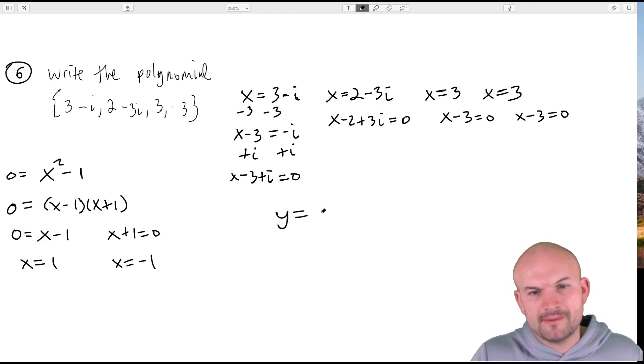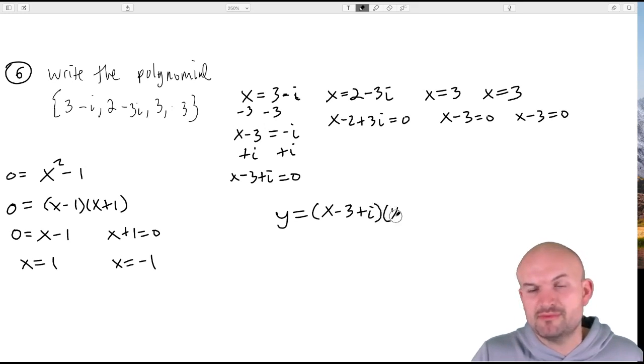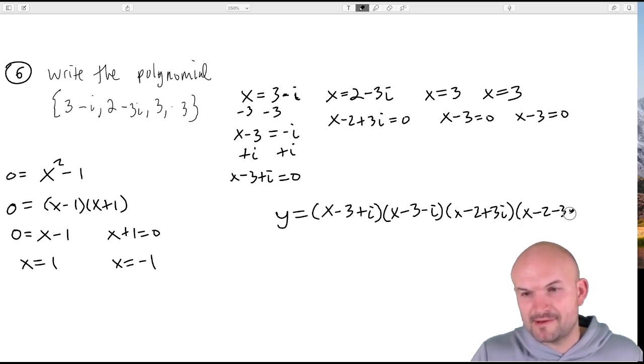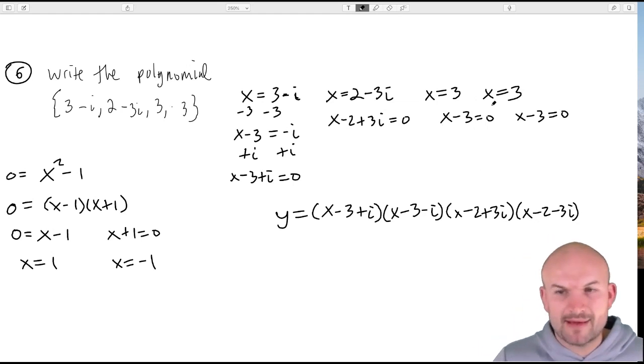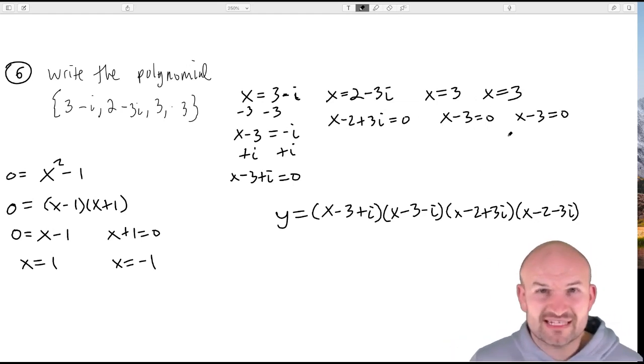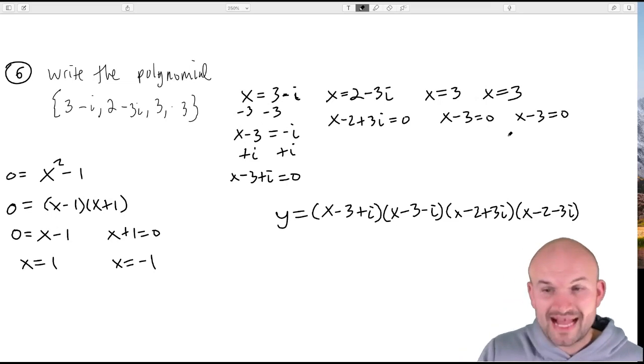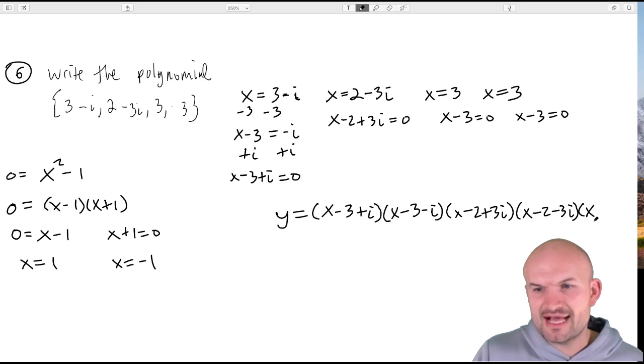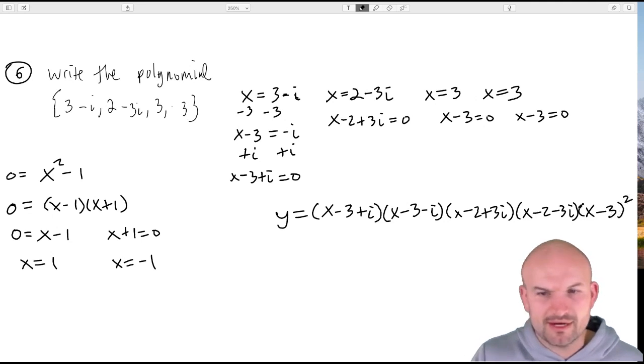So for each of these factors, we need to make sure we include the conjugate. So x minus 3 plus i also needs to be multiplied by x minus 3 minus i. This one's going to be x minus 2 plus 3i, and this is going to be x minus 2 minus 3i. And this is what happens when we have, in this case, x minus 3 times x minus 3. Well, that's really a repeated factor, a repeated 0, which we use for our multiplicity. So this is going to be x minus 3 quantity squared.